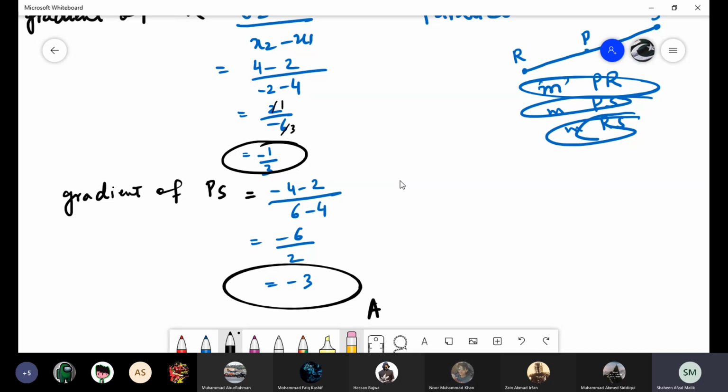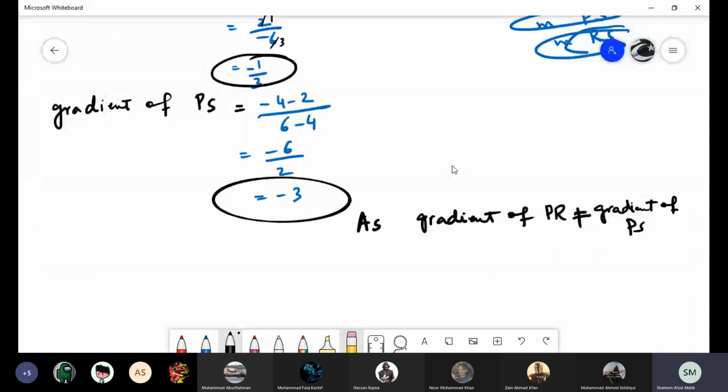Is the gradient of PR and PS equal to each other? No, ma'am. So as the gradients are not equal, as the gradient of PR is not equal to the gradient of PS, the points are not collinear. So they are not collinear.